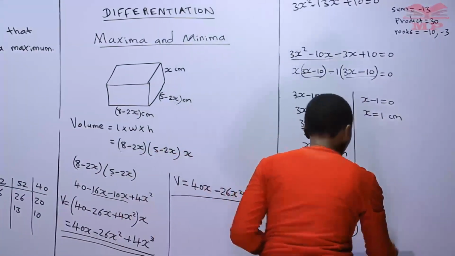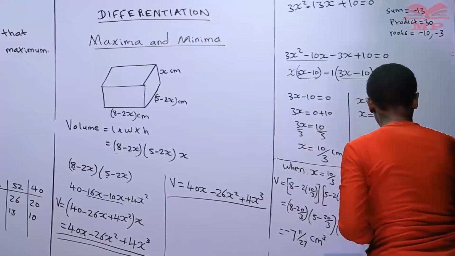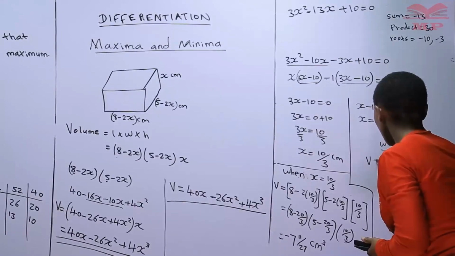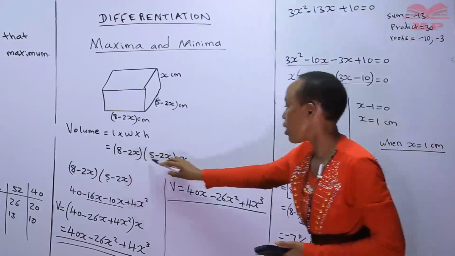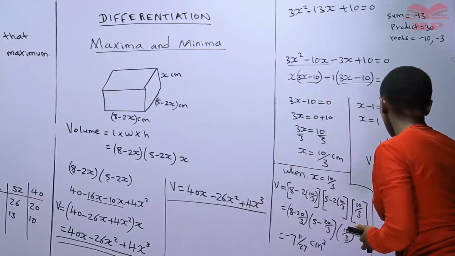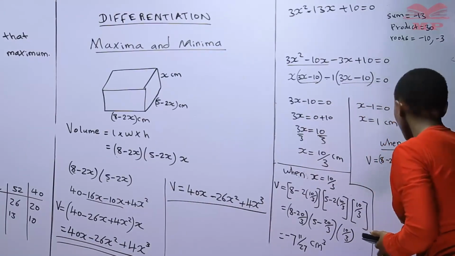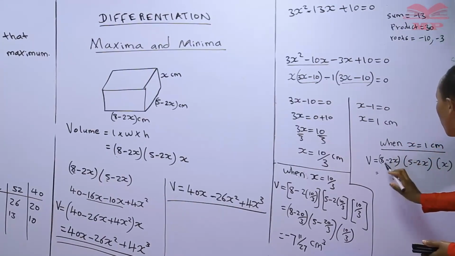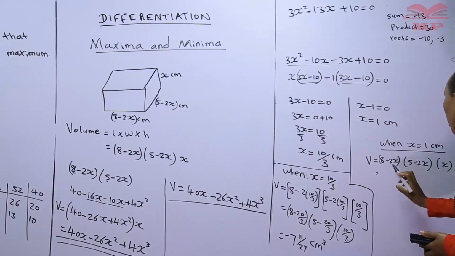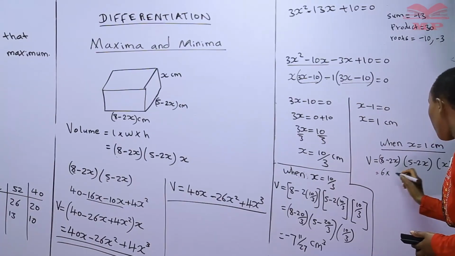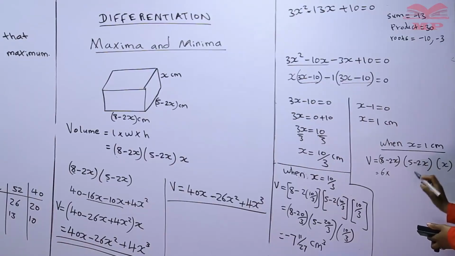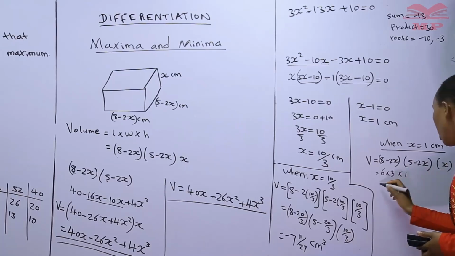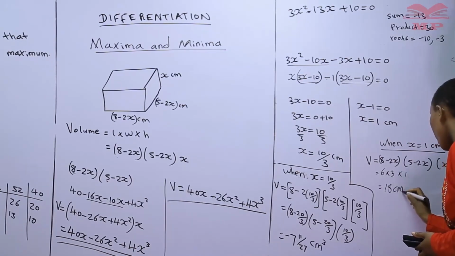Then let us see again when x is equal to 1 centimeter, we find the volume. The volume is given by 8 minus 2x multiplied by 5 minus 2x multiplied by x. So we are going to have 8 minus 2 times 1, which is 6, multiplied by 5 minus 2, which is 3, multiplied by x, which is 1. So we end up getting 18 cubic centimeters.